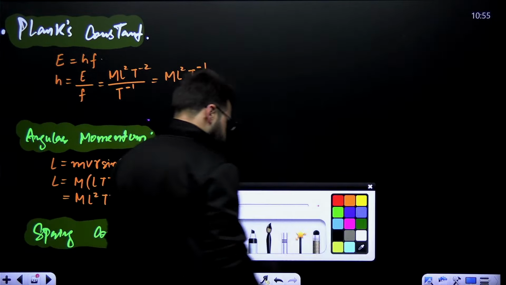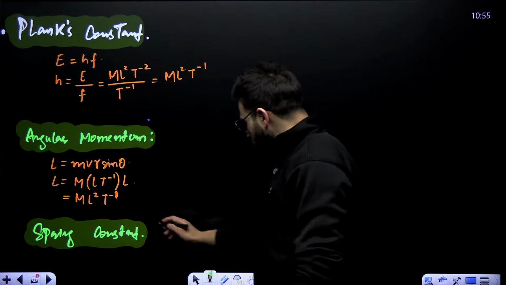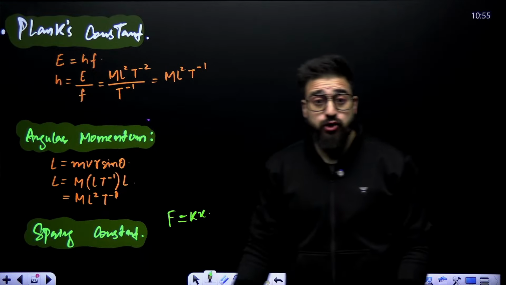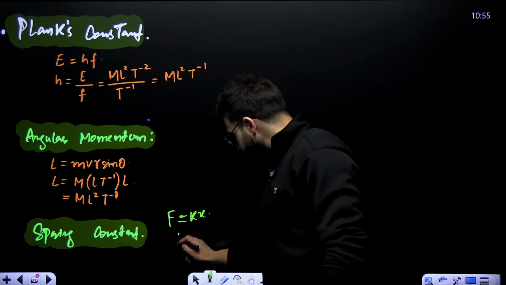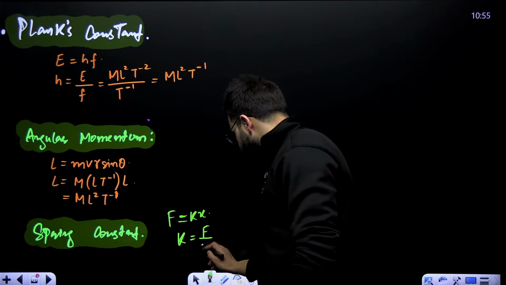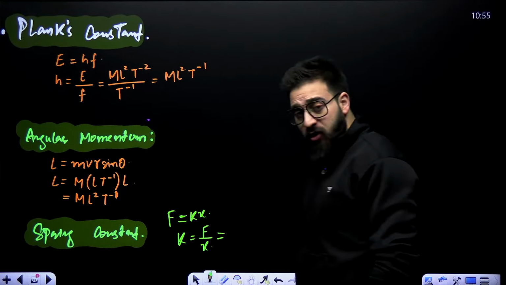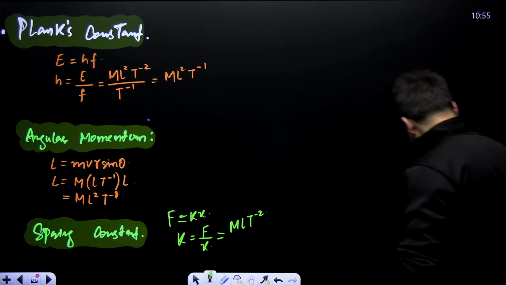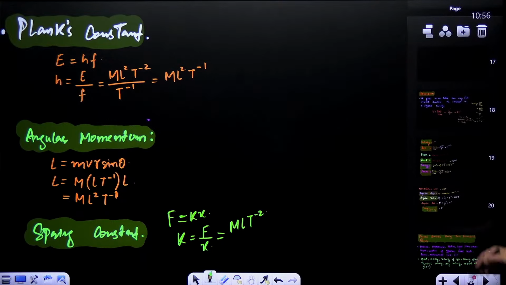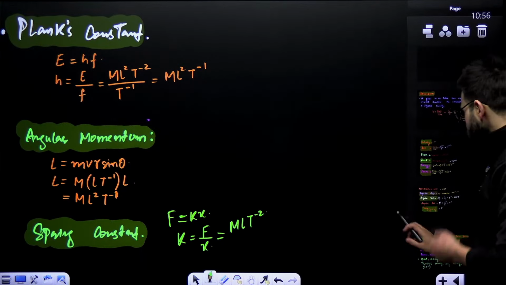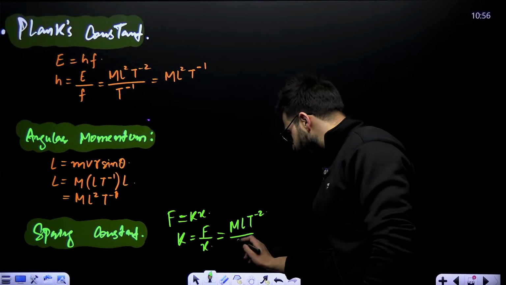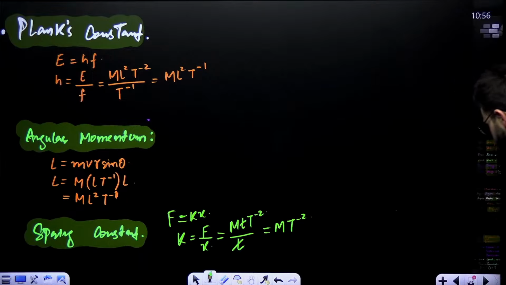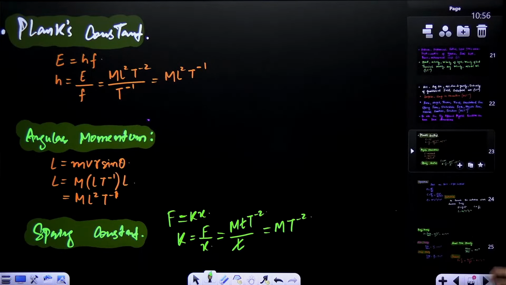Spring constant. We say F is equal to K times X. You might have studied this, the restoring force in the spring. Here you have to find the dimensional formula of K, that is F divided by X. The dimensional formula of force is MLT⁻², mass into acceleration. Divided by x, which is length, this L and this L will cancel. So this will be MT⁻², the dimensional formula of the spring constant.